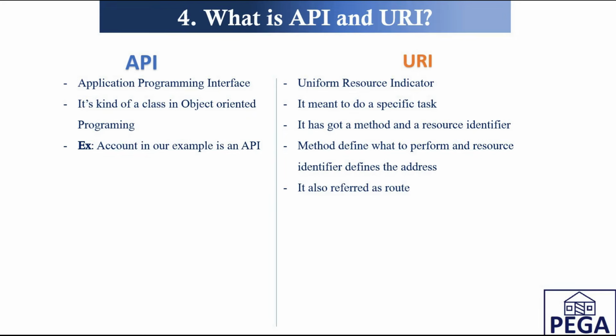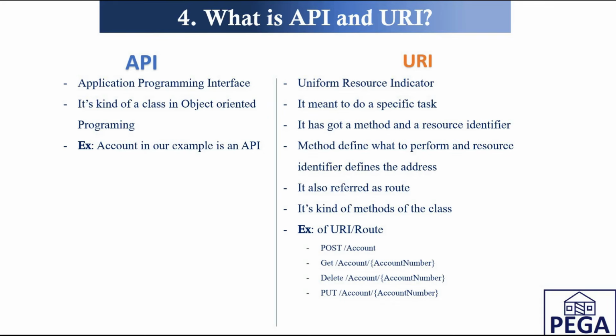Now it is also referred to as a route. Sometimes you would have heard the URI being called a route, right? So it's kind of a method in the class, which I just explained before. The examples which I have already given are POST account, GET account, DELETE account and PUT account. So those are the URIs. Again, if I quickly recap, think of API as the class and think of URI as the method. URI is uniform resource indicator, which is very important along with the method. When I say method, it's the CRUD methods: create, retrieve, update and delete.